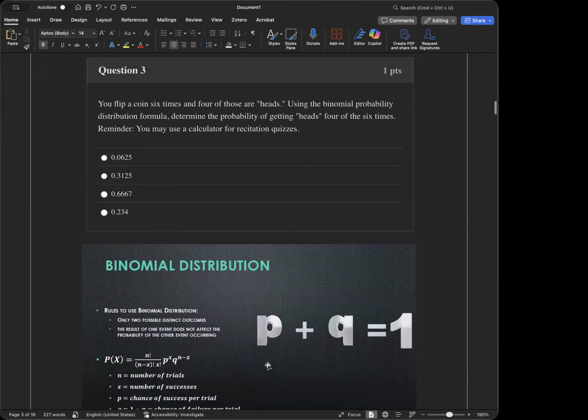Question number 3. If you flip a coin 6 times and 4 of those are heads, using the binomial probability distribution formula, determine the probability of getting heads 4 of the 6 times. Reminder, you can use a calculator during your recitation quizzes.